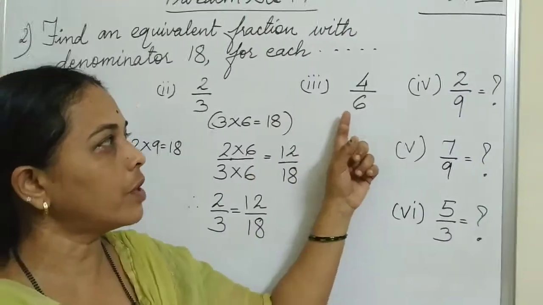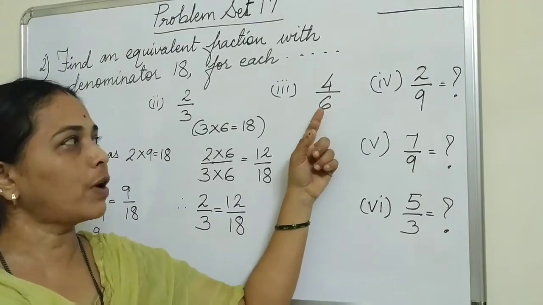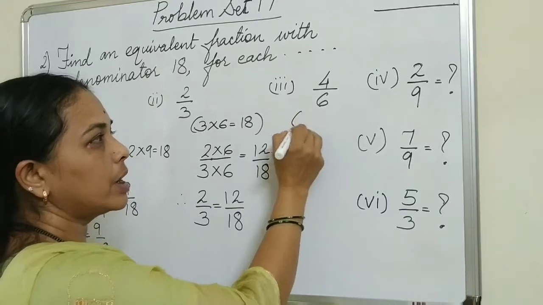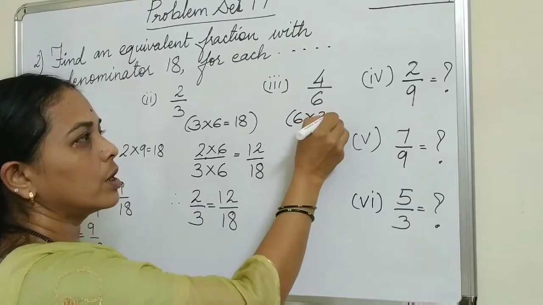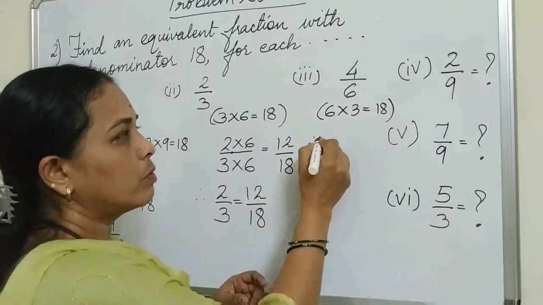Okay. Same way you have to do this third one. 4 upon 6. You have to find out how many times 6 becomes 18. So how many times will 6 become 18? 6 into 3 is equal to 18. So what will you do?